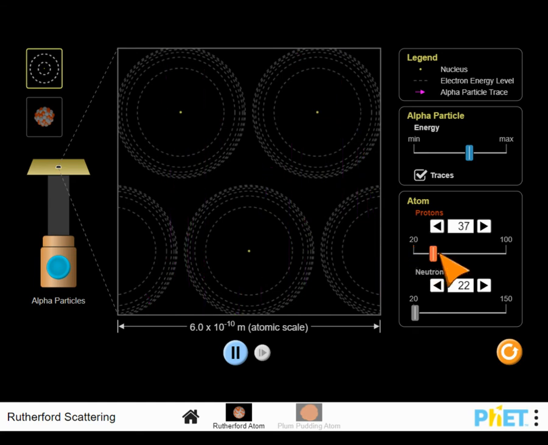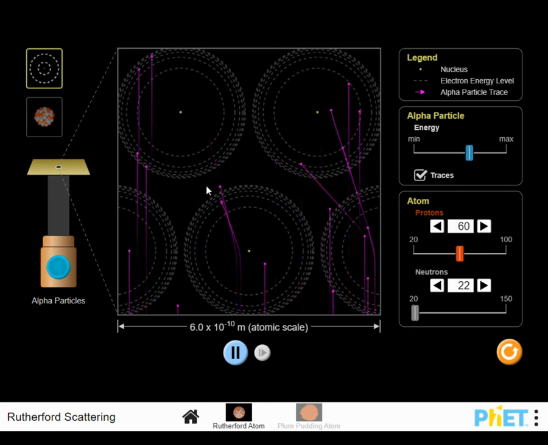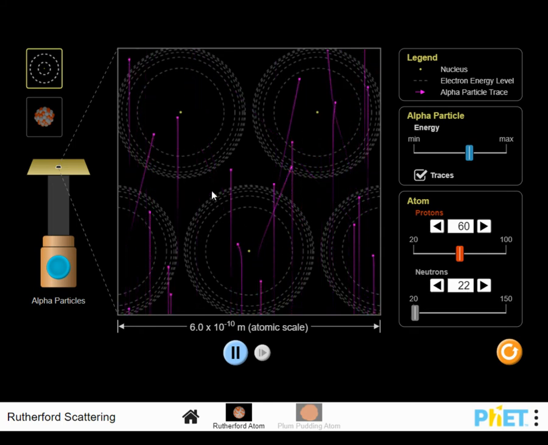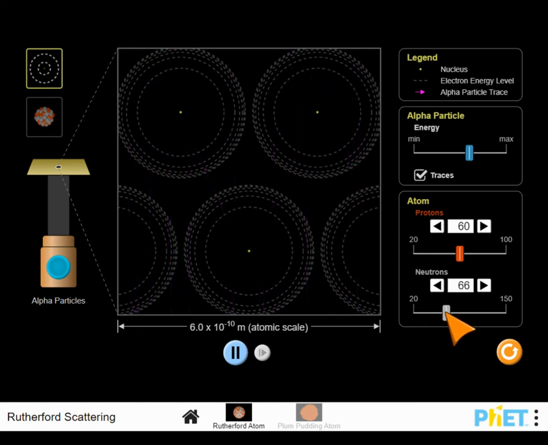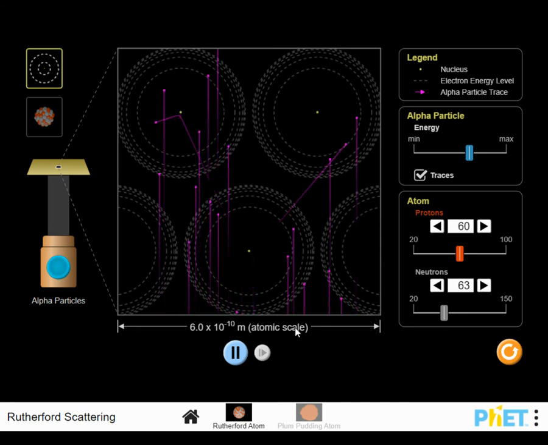Okay, 60 protons and 22 neutrons. We saw that already. The bending in the traces goes way deeper, a much bigger bend. We go neutrons, increase those to 60, around 60. I don't see that much difference.